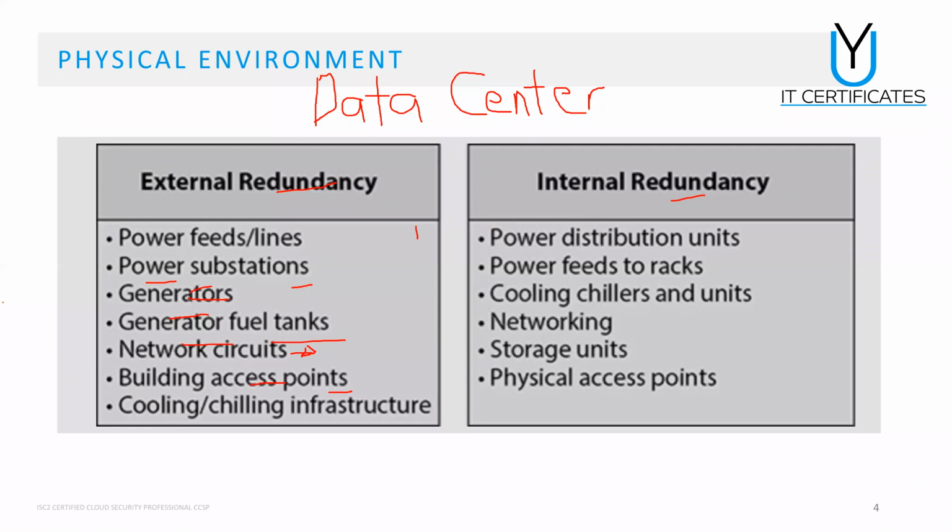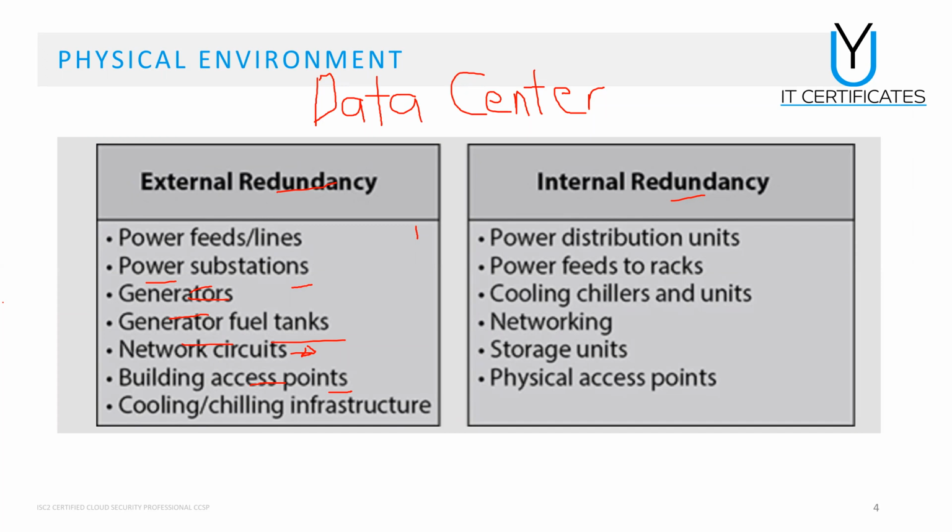Now we have the internal redundancy, power distribution points. Of course, you must have redundant power distribution points for all the cabinets. Each cabinet must have more than one power distribution point, power feeds to racks, cooler, the chillers and units. Of course, the AC is very important. Also, the devices which manage the humidity are very important. You must have a redundant solution for these devices.